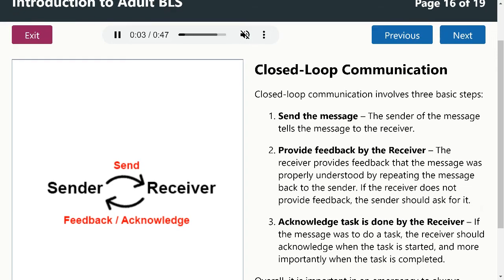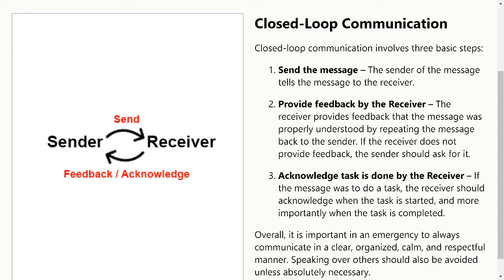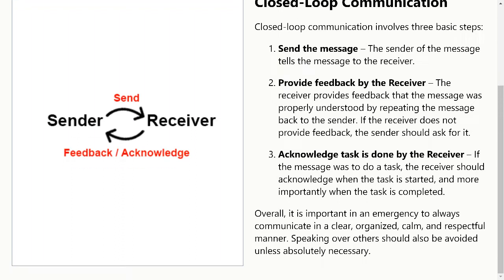All right, so closed loop involves three basic steps. Send a message. The sender of the message tells the message to the receiver. Provide feedback. The receiver provides feedback that the message was properly understood by repeating the message back to the sender. If the receiver does not provide feedback, the sender should ask for it.